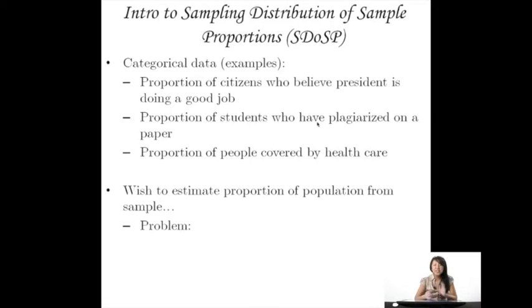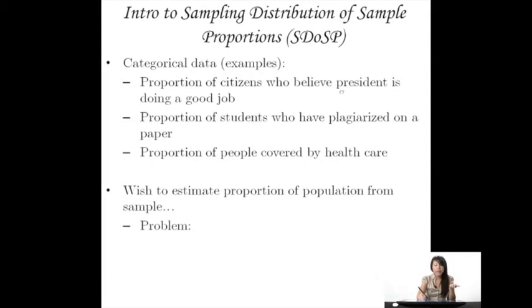All right, so first, what is this thing? What is the SDOSP? Well, first, this concept is going to come into play whenever we collect some sort of categorical data. For instance, we might ask a sample of citizens, do you approve or disapprove of the president? And that would be a categorical response. They're not saying, I approve this much, but they're just saying, I approve or disapprove.